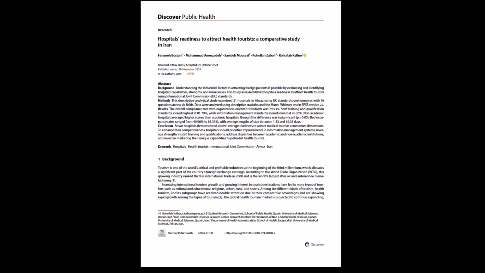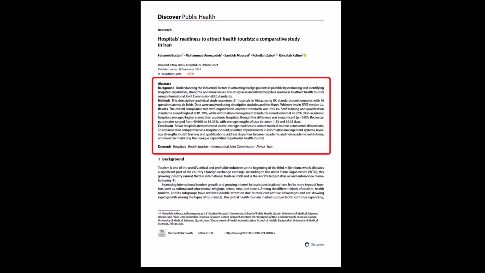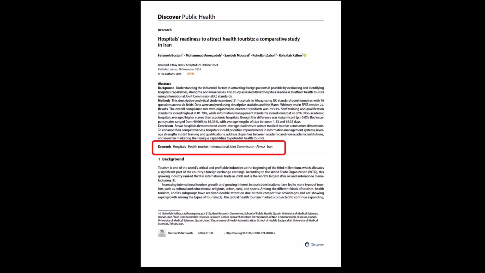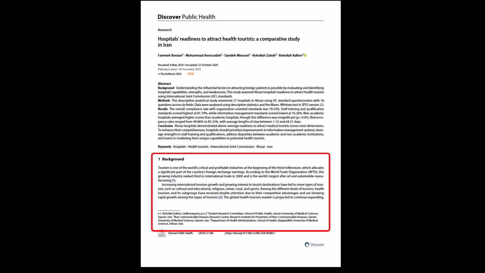So I'll have already read the title. That's what would have gotten me into this article in the first place. Then I read the abstract to make sure it's useful to me. I'm a librarian, so I am interested in the keywords. Not everyone is. You do not have to be. So I'll skim those. And then I do spend some time in the background section.